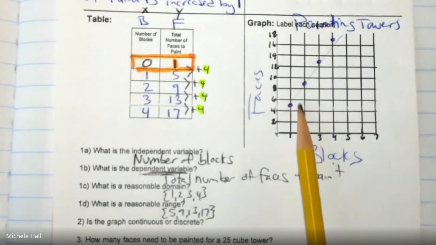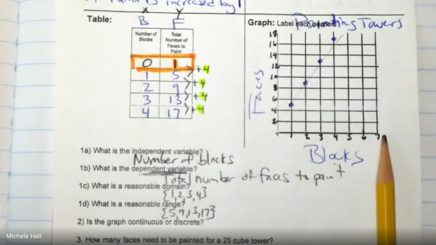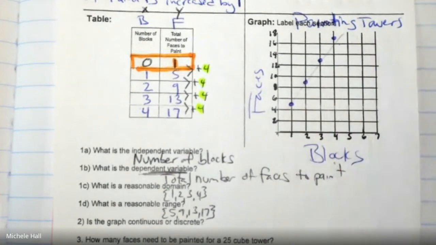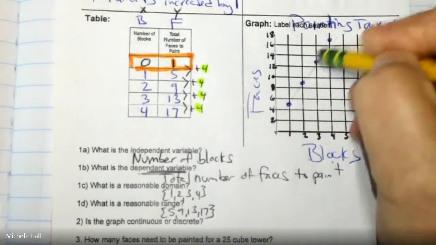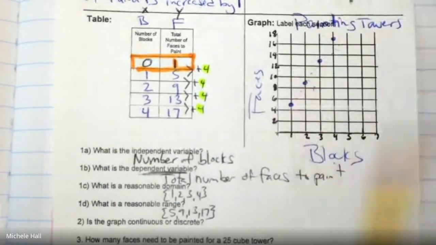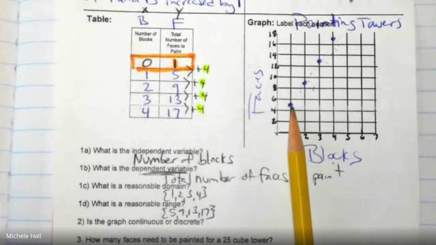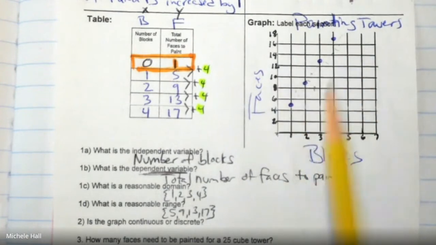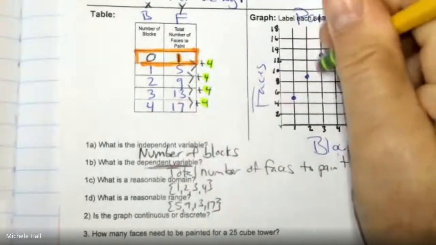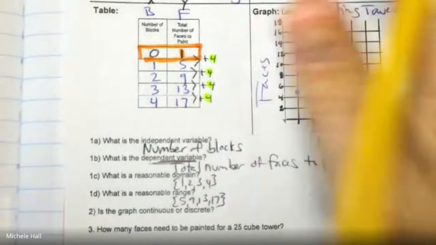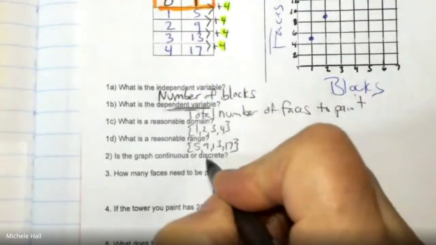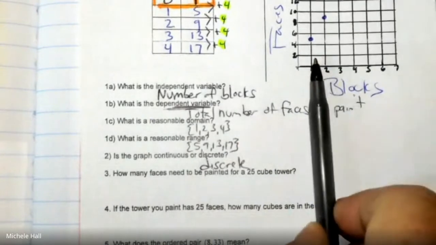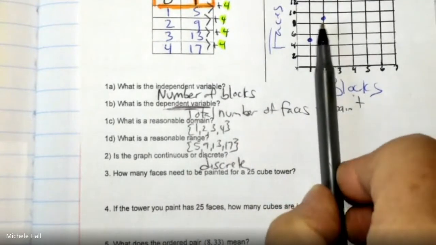No. So when you draw a line, that means that you're taking all of the x's, all the fractions and decimals that are in between here into consideration. So this is actually a discrete graph because we only had 1 block to paint, therefore 5 faces, 2 blocks to paint, therefore 9 faces. So if you drew a line, you need to erase it and just have the points there. This is a discrete graph because it doesn't make sense to want to paint 1.5 blocks or 1 3/4 of a block.